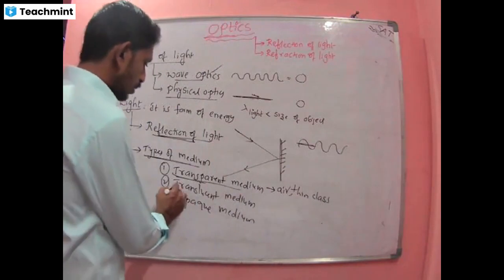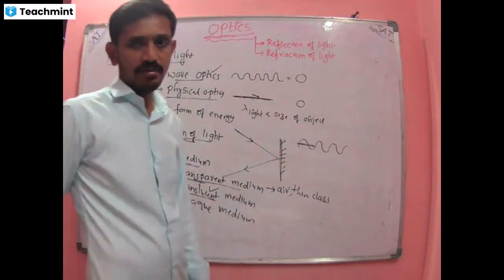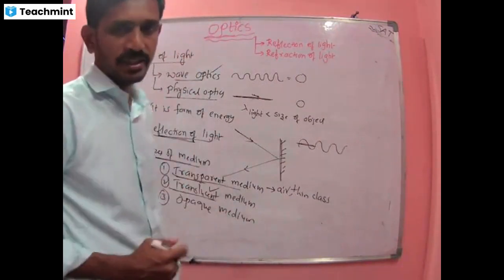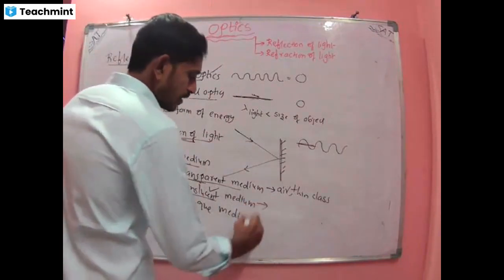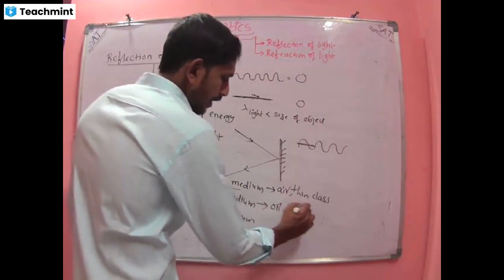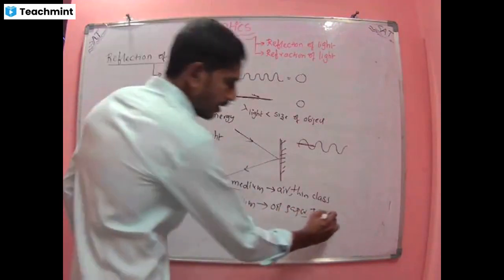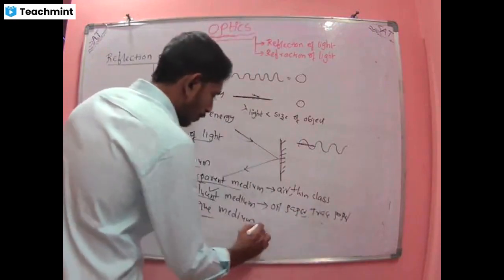Next, the translucent medium, which allows the light 50%. That means it can allow the light partially. That is called a translucent medium. The best examples are oil paper and trace paper.